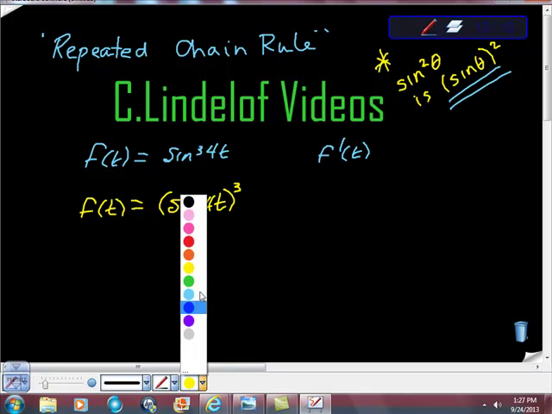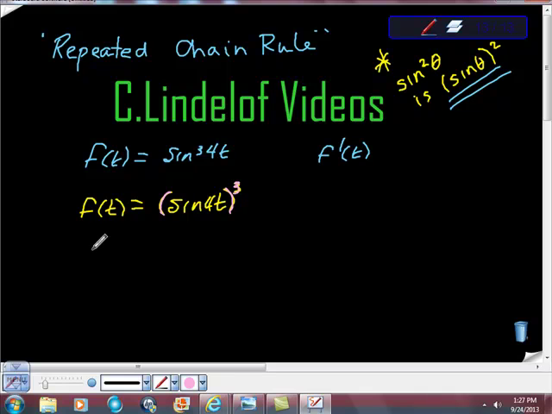From here, I start to use the chain rule, and the first thing I'm going to do is look at this outside piece of the function, and I'm going to take the derivative of that. So I'm going to say f prime at t is equal to 3 times the inside argument, decrement the exponent from 3 to 2, and then put this piece back in here, right? Sine of 4t. Now what you have to do is take the derivative of this.